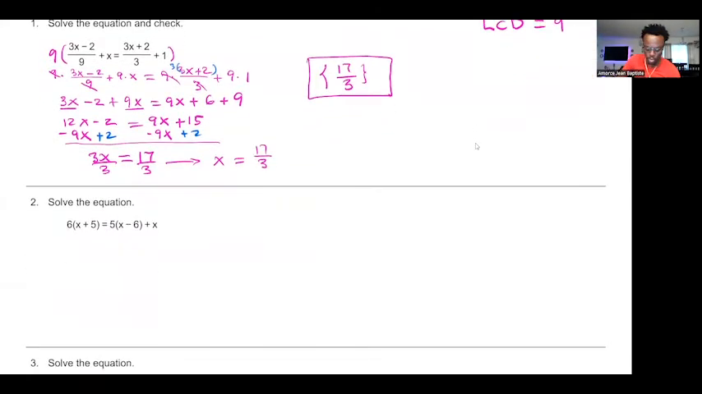Problem number 2, there's no denominator, but we do have parentheses. What we would do here is distribute the numbers on the outside of each parenthesis in order to cancel the parentheses. So that's 6x plus 11 equals 5x. Oh, not 11, that's 30. You see, even myself, I'm making mistakes. That's why you need to pay attention to what you do. I thought that I was adding, that's why I said 11, but we're multiplying. So that's 3 times 5 equals 30.